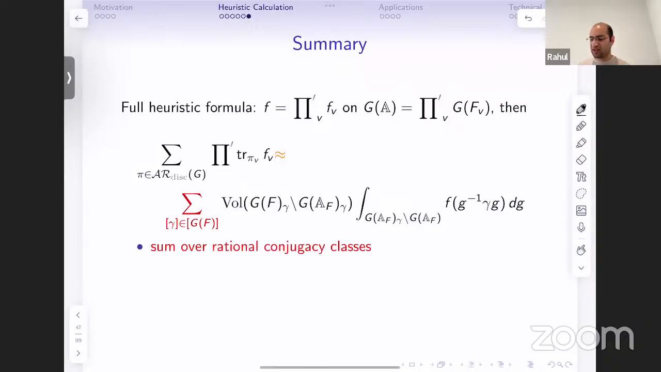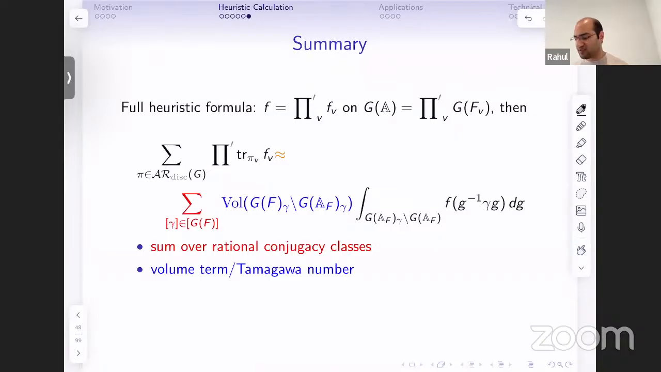So again, there are three key pieces here. There's a sum over rational conjugacy classes. There's a volume, and if you look at the specific volume, you take the centralizer of gamma, and you're looking at the adelic points mod the rational points. So this is kind of like a Tamagawa number. And then there's an orbital integral. So if you know how to parameterize rational conjugacy classes, compute these volumes, and compute the orbital integrals, then heuristically, you should be able to compute these traces.